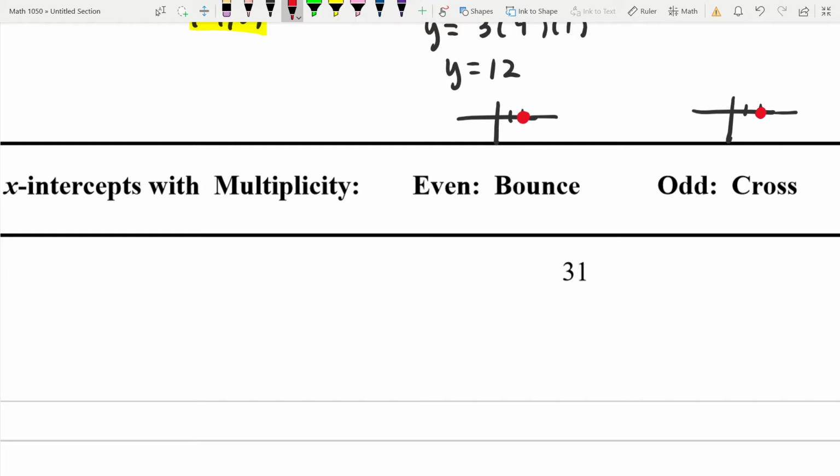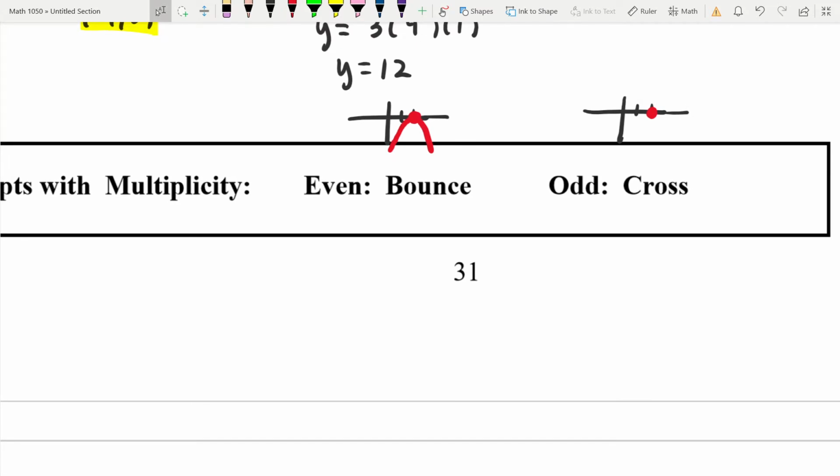Let's say we're below the x-axis. If I'm below the x-axis and I'm traveling from the left to the right, and this is a bounce, I'm going to hit it and I'm going to bounce down. That's what a bounce looks like. Come over here, do the same thing. We're down below, but this time we're going to cross, so it's going to go like that. It's going to cross through to the other side.